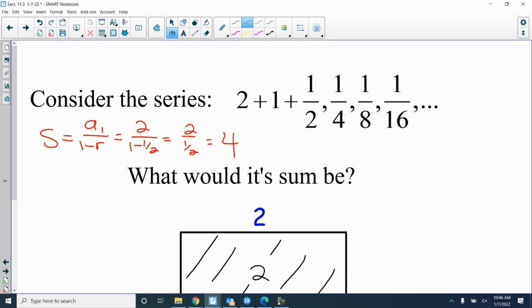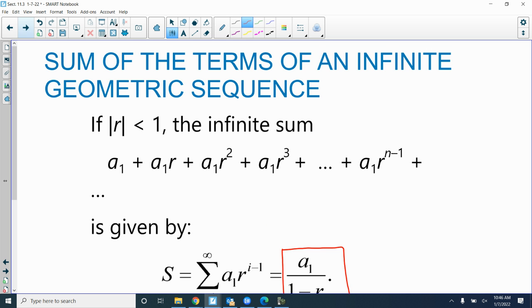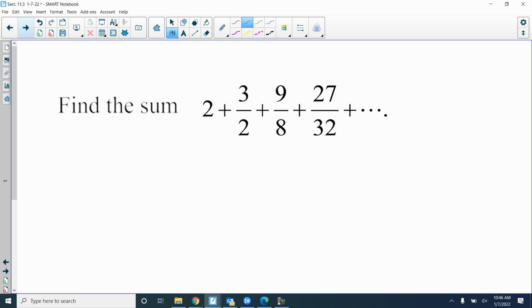All right, now take a look at, write that one down. First thing you got to identify is what the R value is. See what you come up with. So 2 plus 3 halves plus 9/8 plus 27 over 32. To me, it's not obvious. Like I can't just look at that and say, oh yeah. So it's 2.